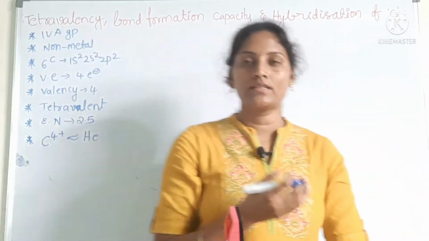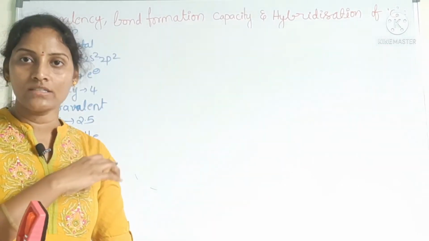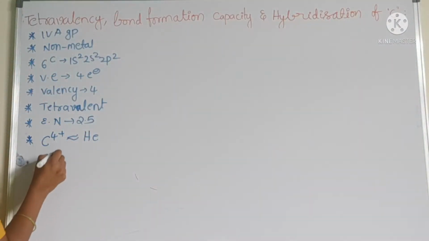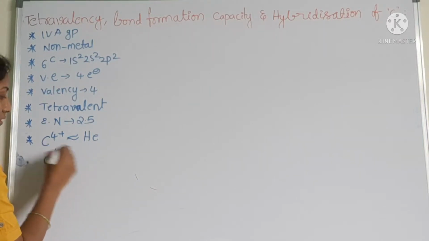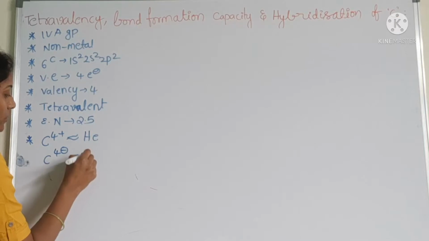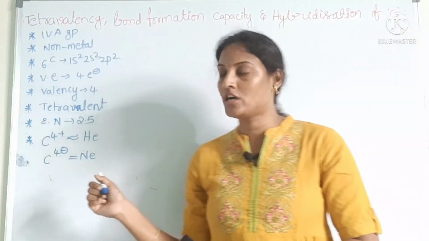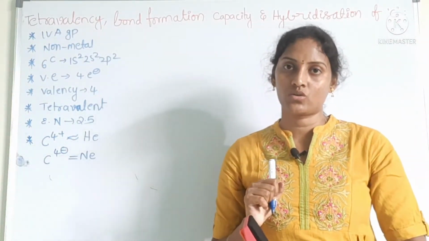Coming to another case, if carbon wants to acquire neon's configuration, what happens here? It needs to gain 4 more electrons, then it will become C4 minus ion. This C4 minus ion is equal to neon's configuration. Neon has 10 electrons, and this C4 minus also has 10 electrons.